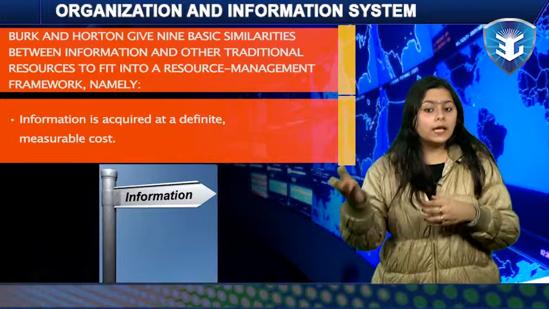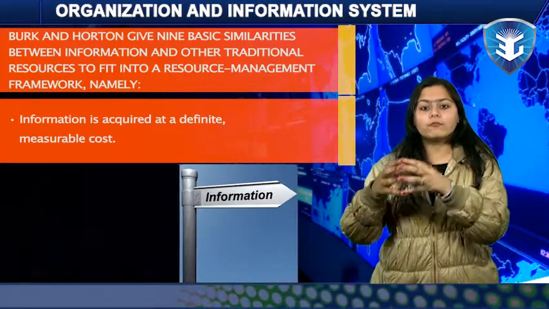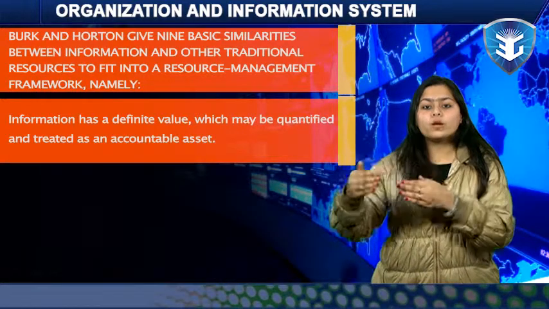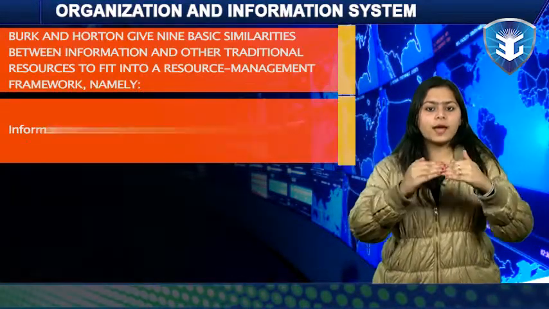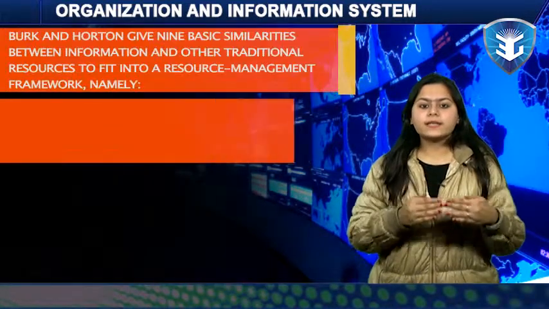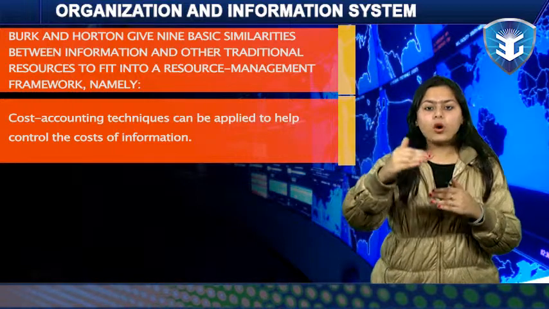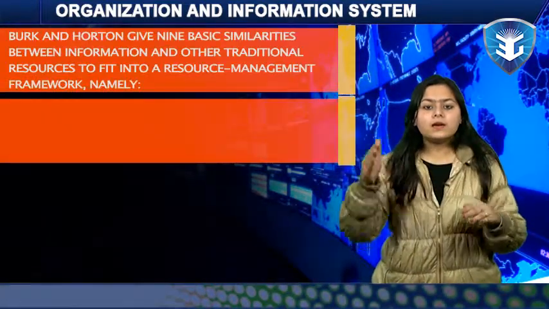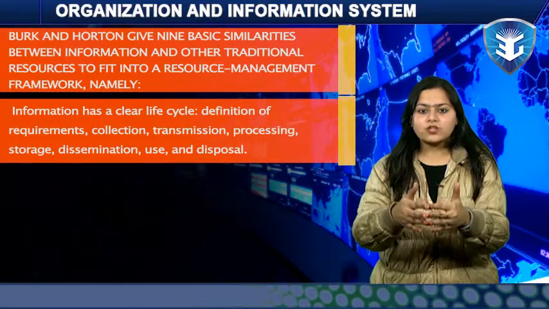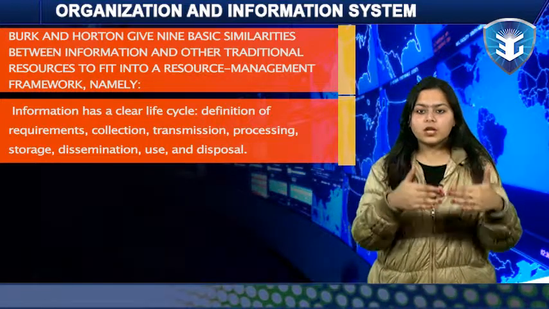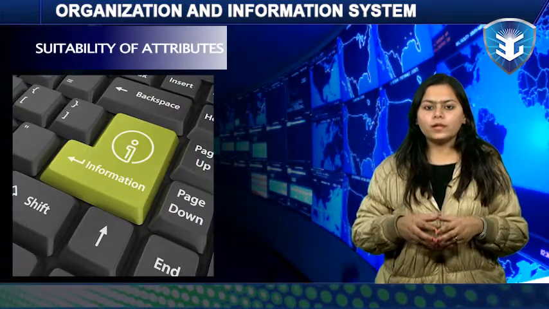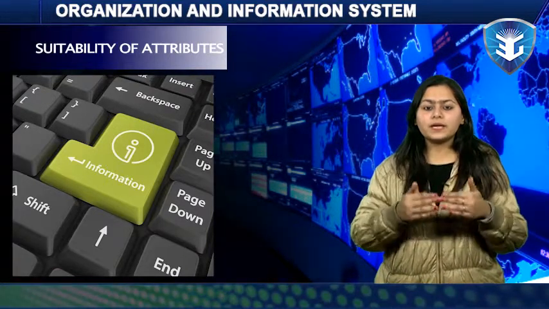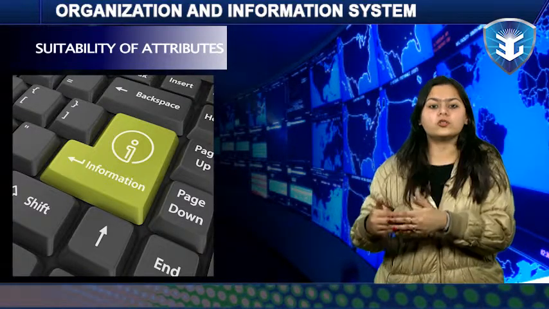information is acquired at a definite, measurable cost. Information has a definite value which may be quantified and treated as an accountable asset. Information consumption can be quantified. Cost accounting techniques can be applied to help control the cost of information. Information has a clear life cycle: definition of requirements, collection, transmission, processing, storage, dissemination, use and disposal. Suitability of attributes. Information differs phenomenally from other resources needed for development, especially because it is intangible in nature.